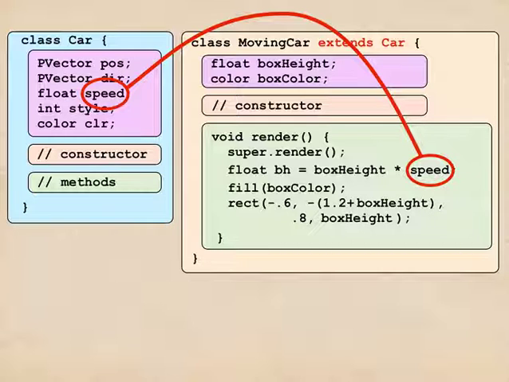This is another example of inheritance. The moving car inherits all of those variables from its parent. And it just refers to them by name. Since the name of the variable is speed, we just call it speed.